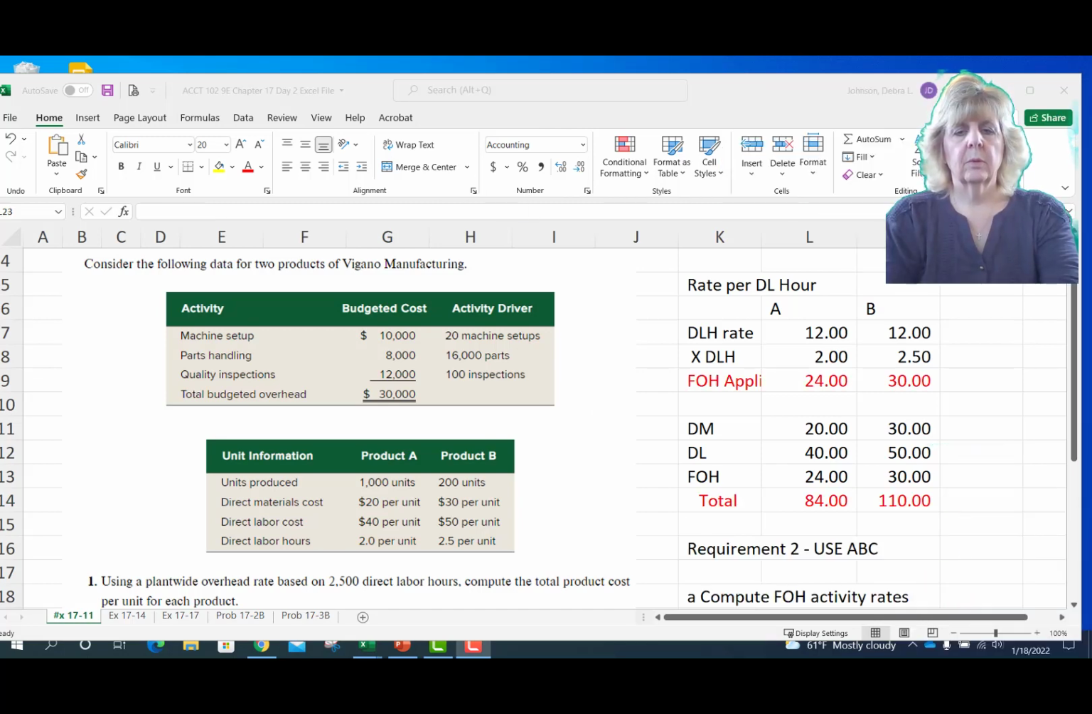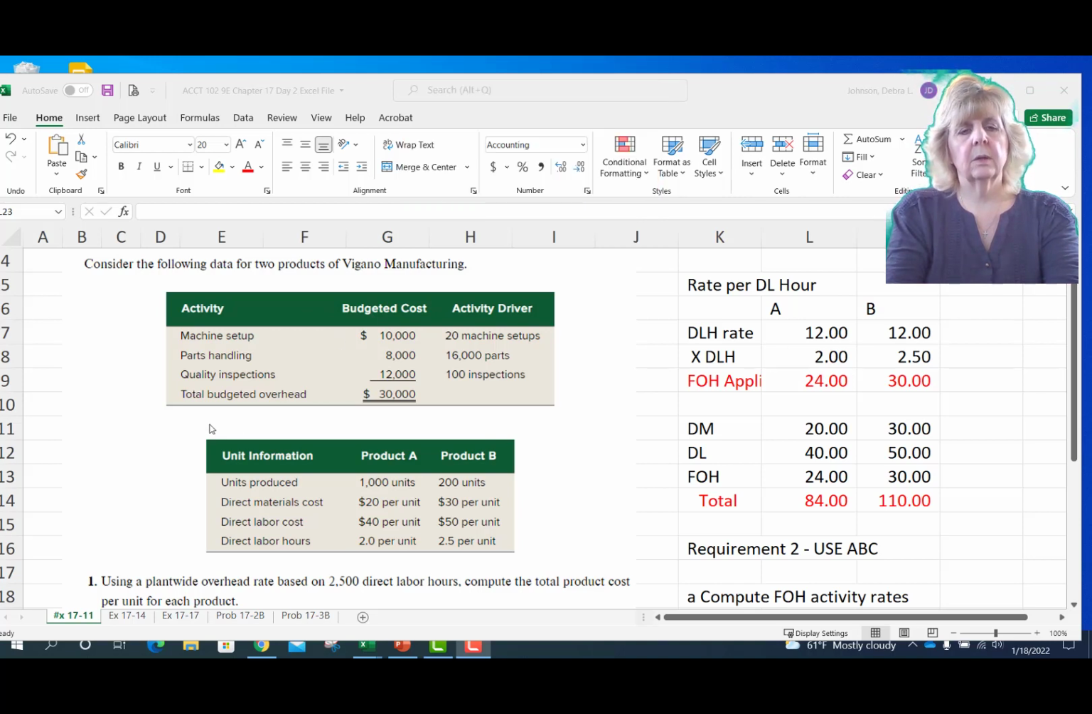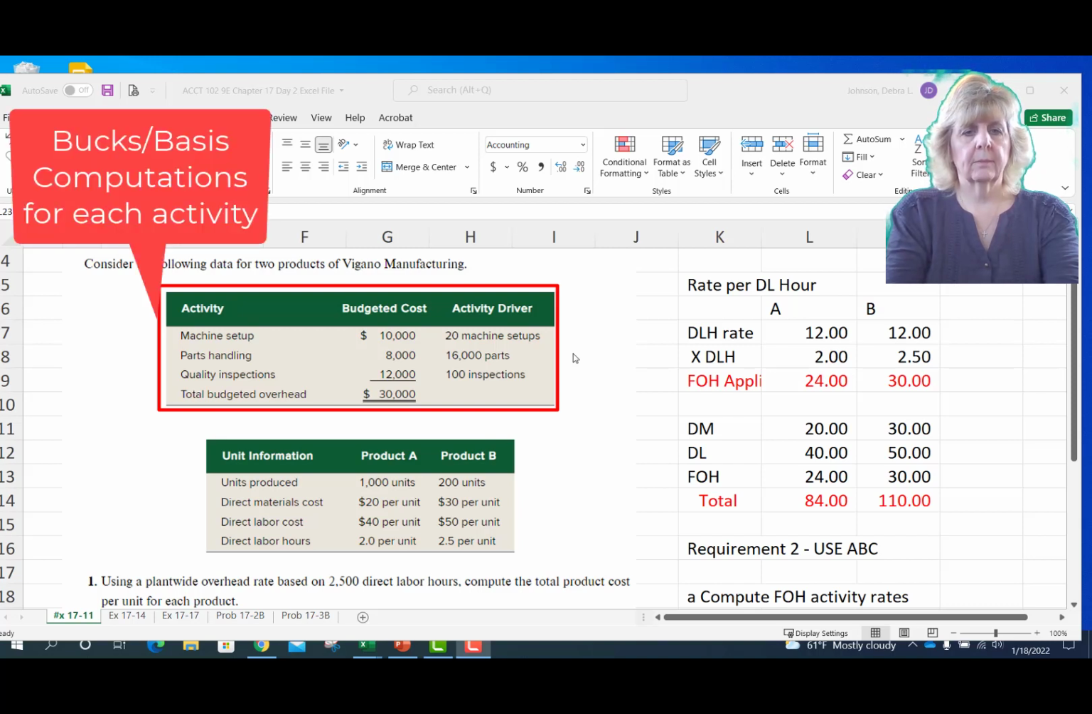The second part of the problem has us using activity-based costing. Step one is to identify the activities that make the cost happen. The author has provided three major activities that went into $30,000 in overhead. So what we're going to do is list those three activities, and we're going to do a bucks over basis calculation.